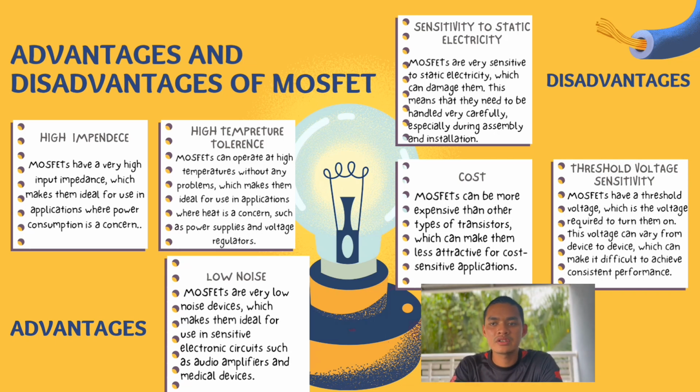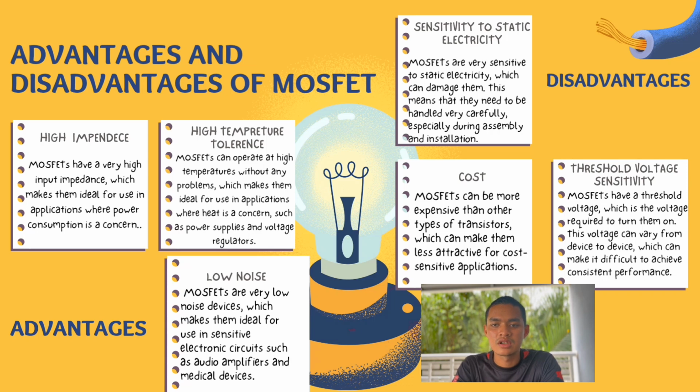Next, the disadvantages of MOSFET. Firstly, it is very sensitive to static electricity. MOSFETs are very sensitive to static electricity, which can damage them. This means that they need to be handled very carefully, especially during assembly and installation.